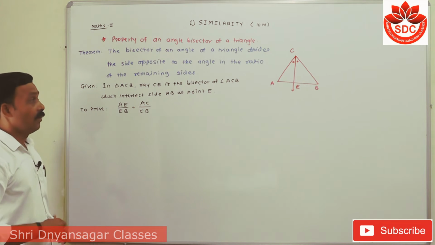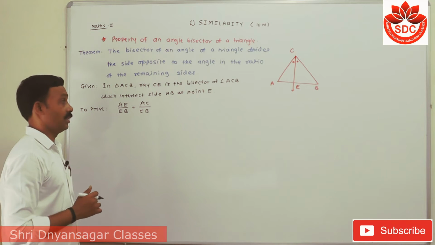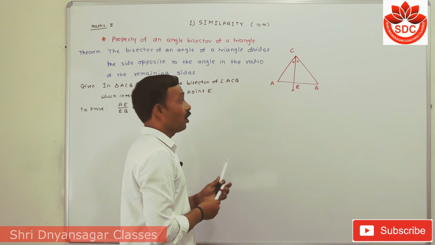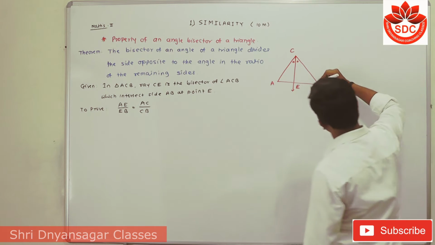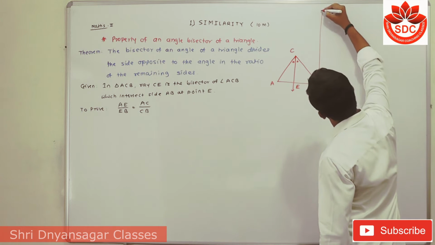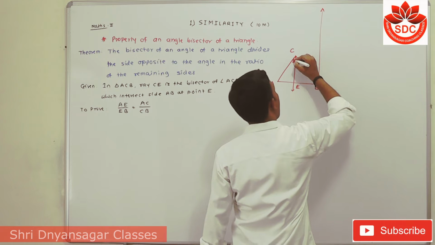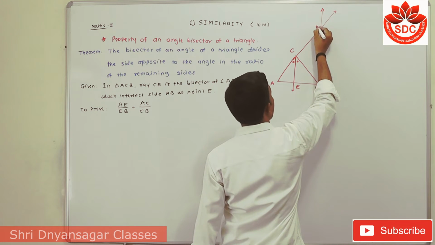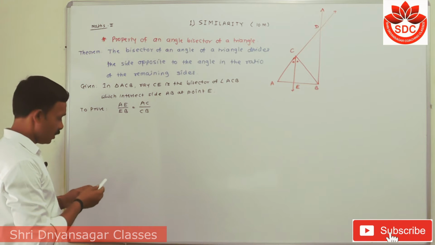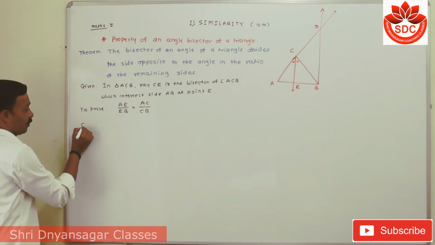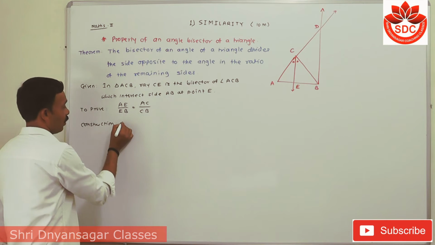Now, for this, we take its construction. And the construction is: draw a line parallel to ray CE, a line parallel to ray CE through point B. When AC is produced, it intersects this line at a point, suppose D. At point D. So we write this as a sentence. Okay. Now, construction.